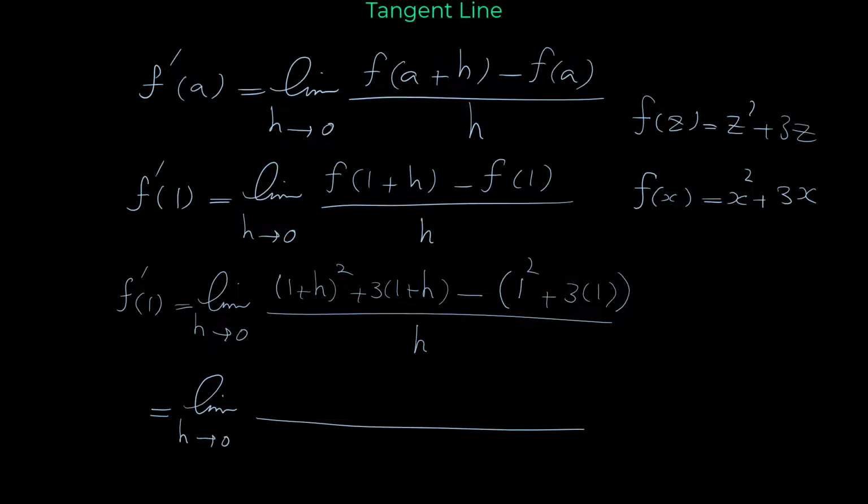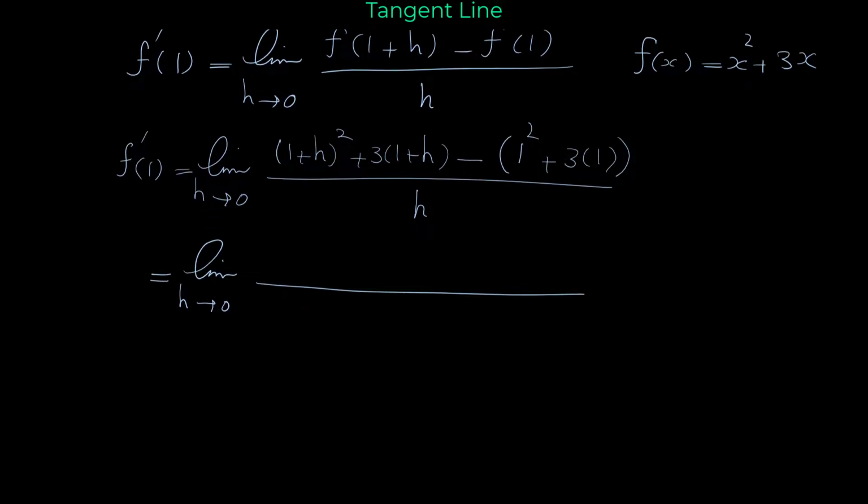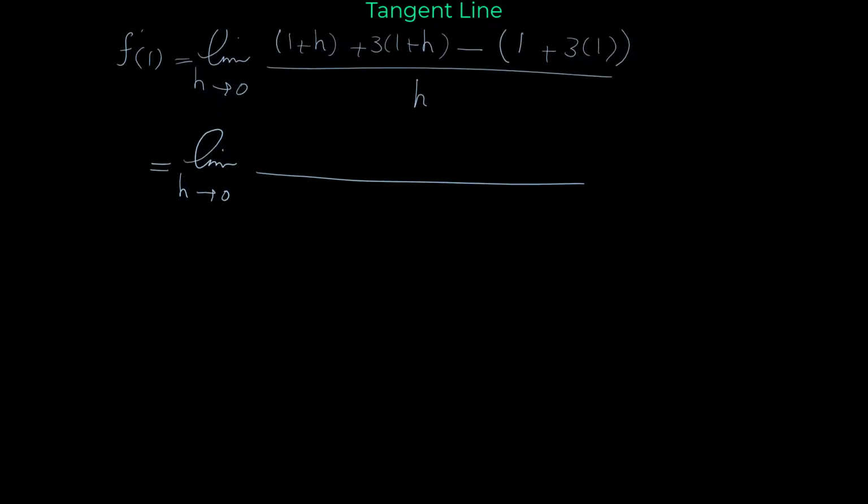Immediately, if you want to plug in, direct substitution doesn't work. You are going to get 0 over 0. First, you have to try to simplify the numerator. Probably you know how to find 1 plus h to the 2. You have to expand this. If you know the identity for 1 plus h to the 2, it would be great. But if you don't know the identity, you can simply multiply 1 plus h by itself.